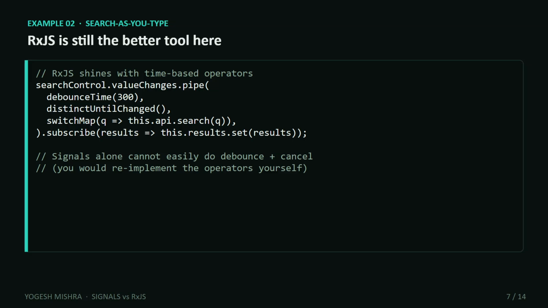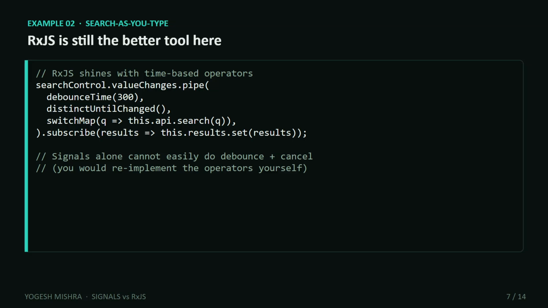Now look at a search as you type example. This is where RxJS still wins. You take the value changes observable and add debounce time, distinct until changed, and a switch map to call the API. With this approach, you get debouncing and automatic request cancellation for free.